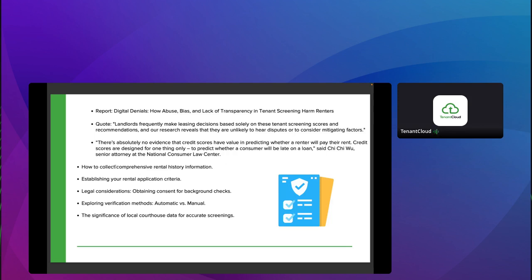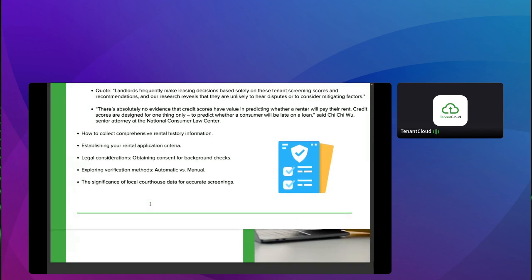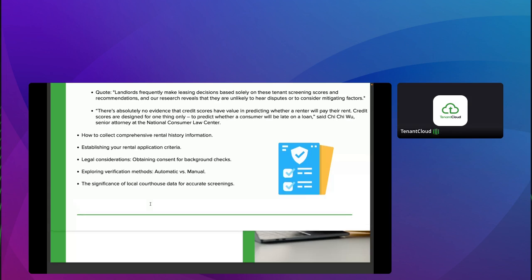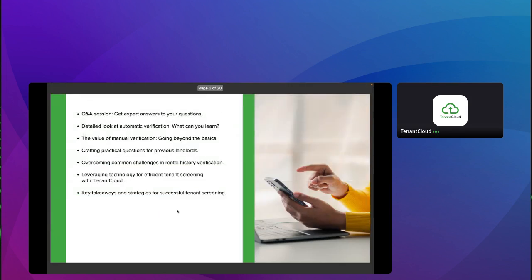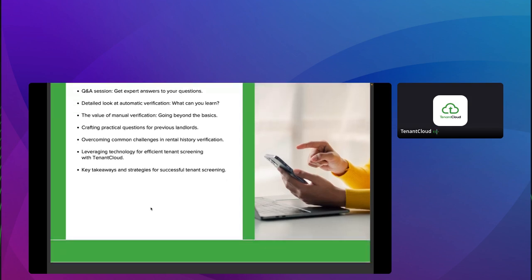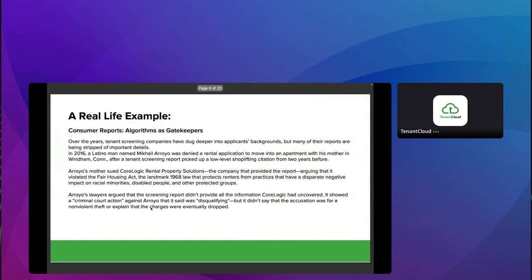Other things we're going to be diving into are how to collect comprehensive rental history information, establishing your rental application criteria, legal considerations, obtaining consent for background checks, exploring verification methods, automatic versus manual, and the significance of local courthouse data for accurate screenings. Extremely important. We'll also have a Q&A session. We'll look at automatic verification, the value of manual verification. If you aren't sure what that is, you'll want to stay tuned. Crafting practical questions for previous landlords, overcoming common challenges, leveraging technology, and key takeaways and strategies.